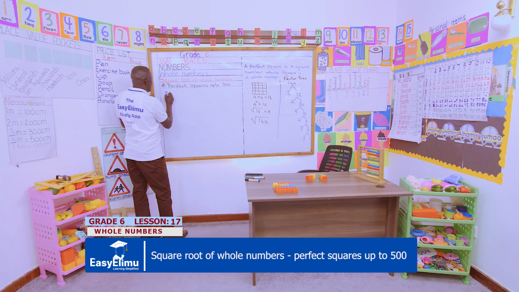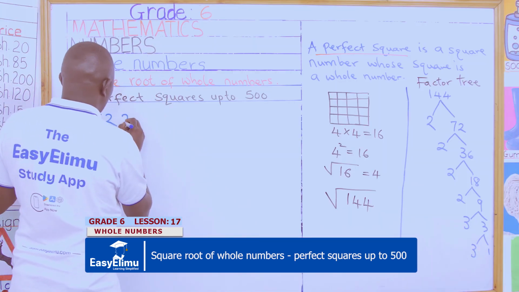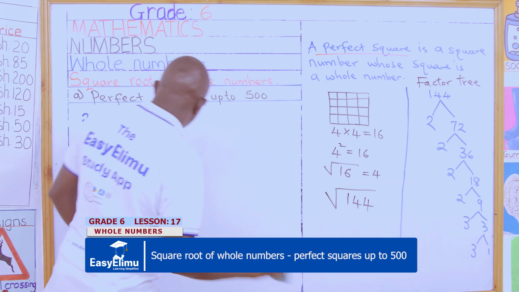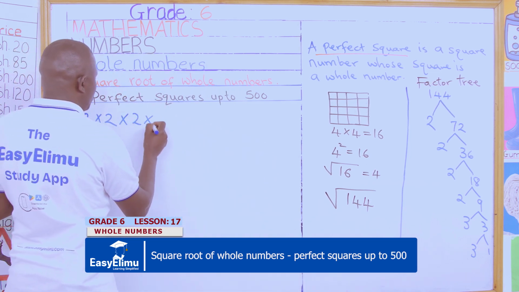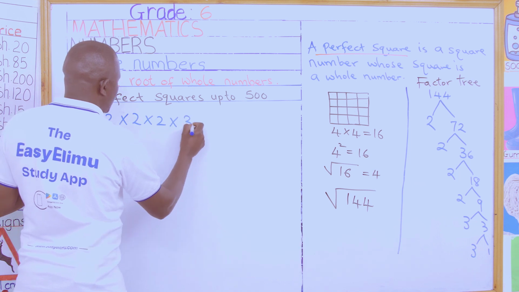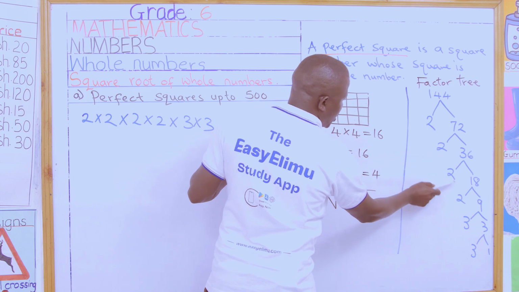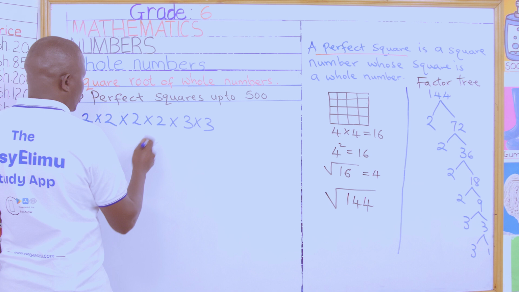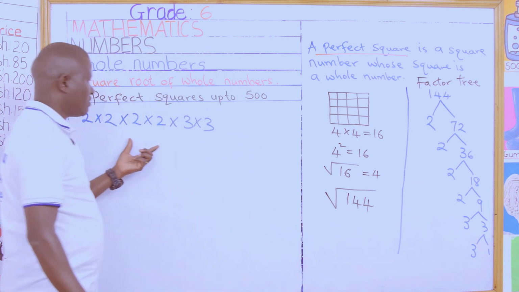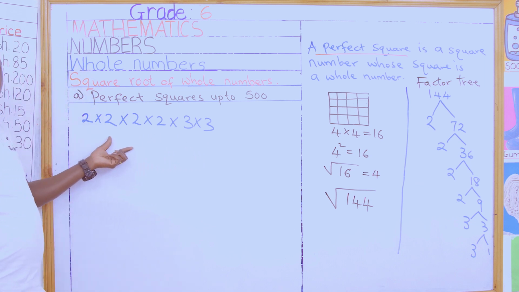It was 2 multiplied by 2, multiplied by 2, multiplied by 2, multiplied by 3, multiplied by 3. Let us see: 1, 2, 3, 4 twos, and 2 threes. Yes, these are the factors of 144.